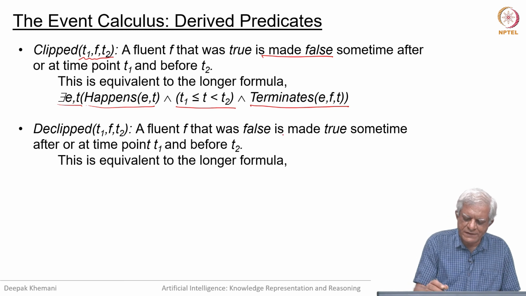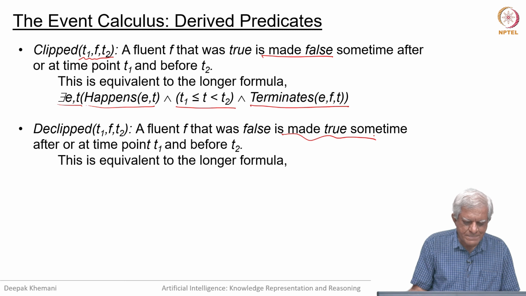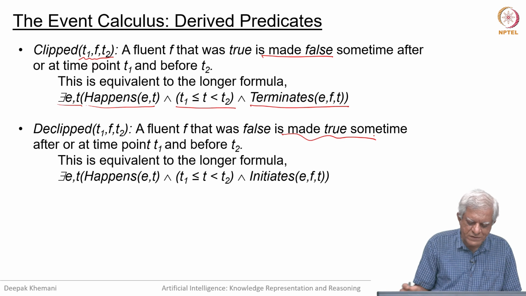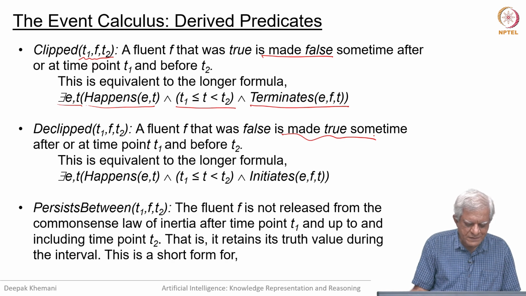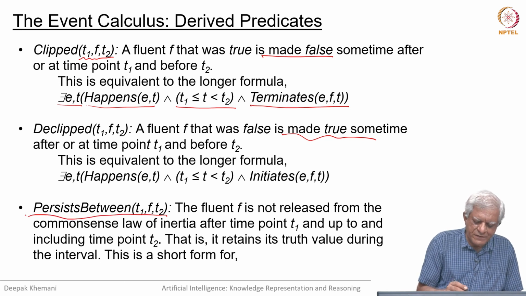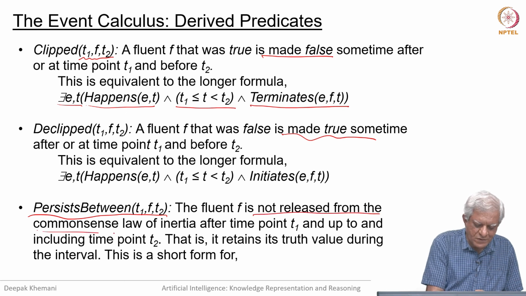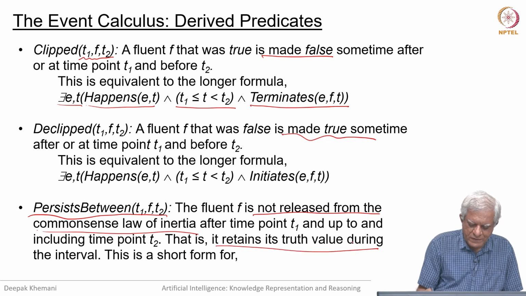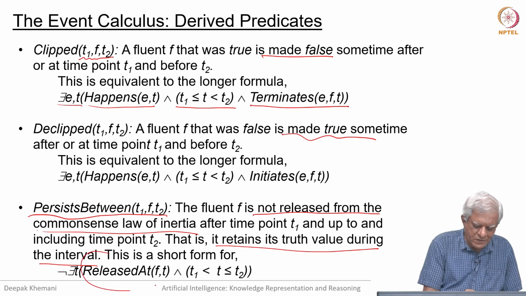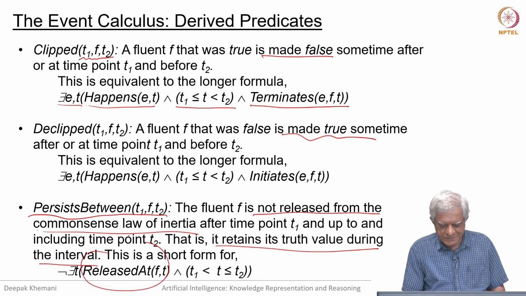Declipped is the opposite of that, it is made true sometime after this, which is again equivalent to a longer formula. We can also say Persist, which is like the opposite of clipped, between time t1 and t2. The fluent is not released from the common sense law of inertia up to that point, and it retains a truth value during this interval. This is a short form for not released.